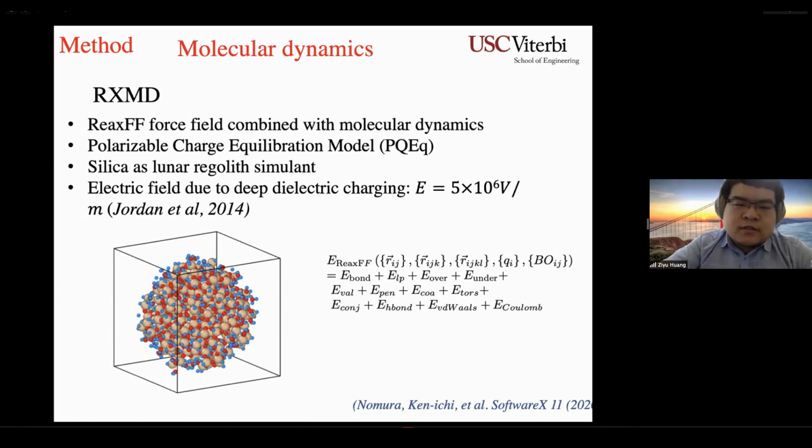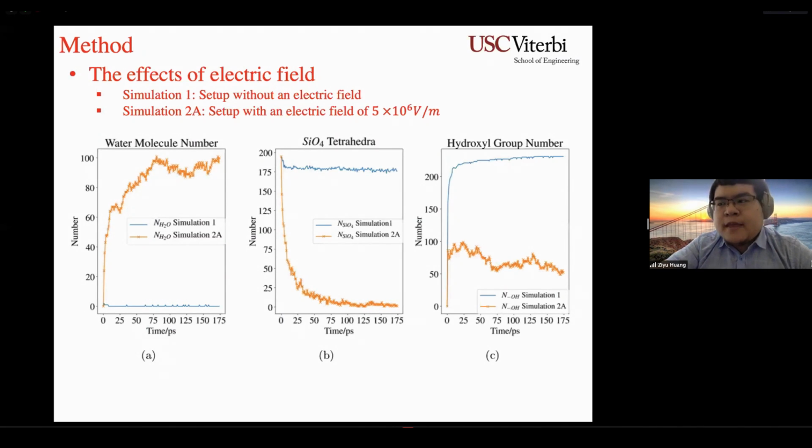The electric field is chosen as 5 times 10^6 volts per meter, which can be found in Jordan's paper. First we tested two cases, both with the same setup. One of them is completely without electric field, and we call it simulation 1, and the other is the case with an electric field, which is simulation 2A. Then we plotted the time history of the number of water molecules, silica SiO4 tetrahedra, and also hydroxyl groups.